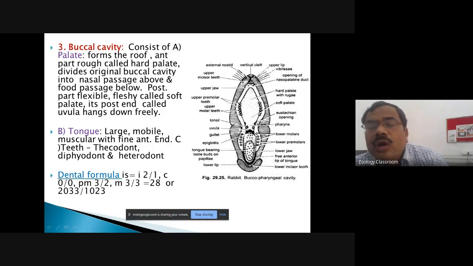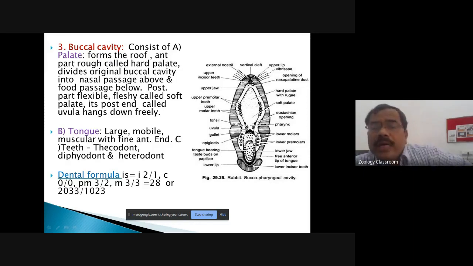So this region is called the soft palate, and this region is called the hard palate. Such a palate is present in mammals, that is, in the human as well as in the rabbit. If you see this lower jaw, the floor of the lower jaw is occupied by the tongue. The tongue is muscular, somewhat pinkish in color, and it is also provided with taste buds on the papillae. So these are the papillae provided with the taste buds.